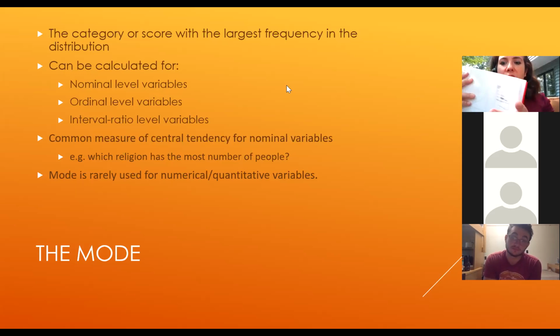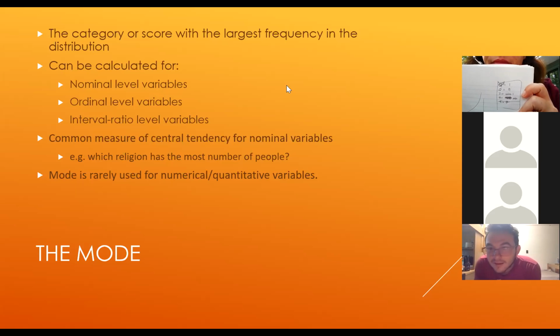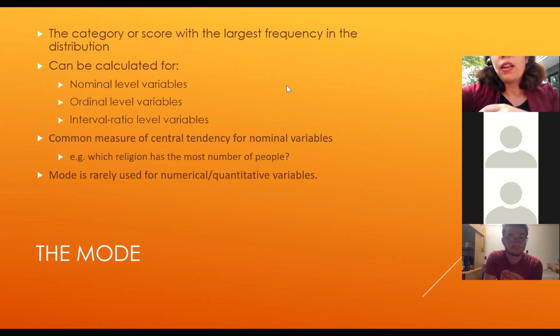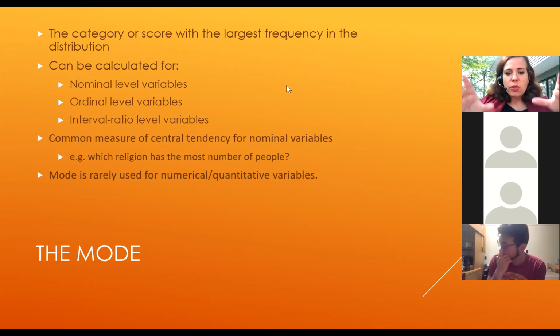So if I looked at this, again, don't mind the doodling, what would be my mode? 3. 3 would be my mode. Why is it 3? It's the most frequent of the bunch, okay? So I'm going to keep this example, and we're going to calculate the median and mean as well. So for this, we would say the mode, the most frequently occurring number of siblings is 3.